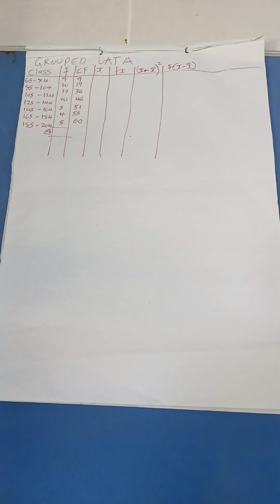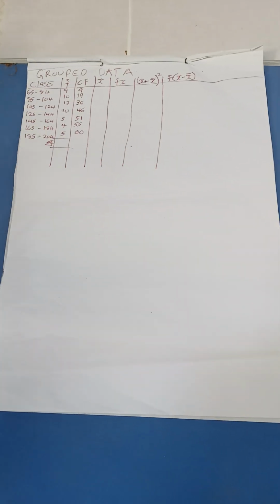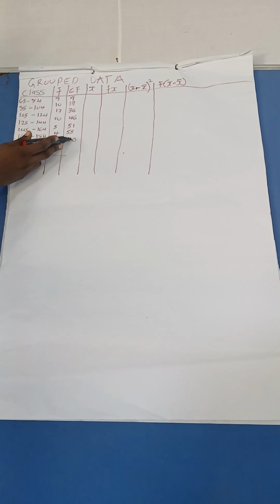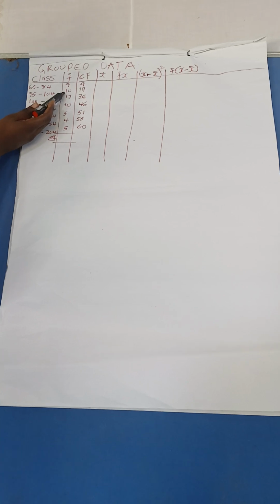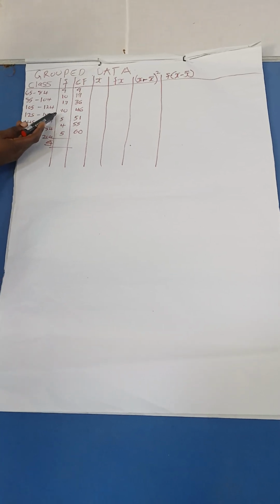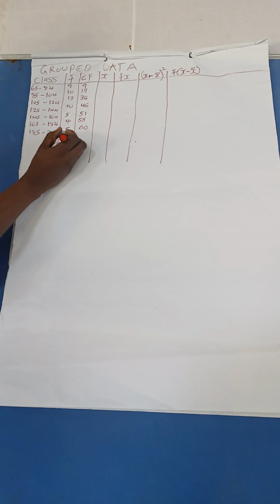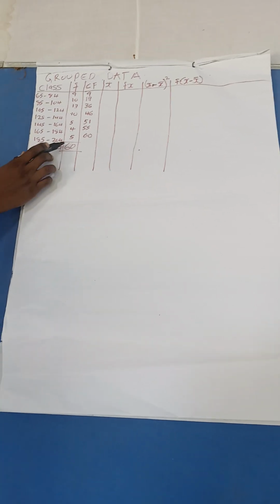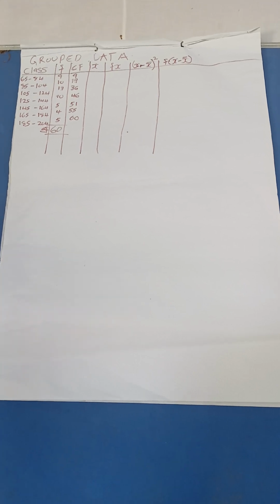How do you know that you have done the right thing? Get the summation of F. The total summation of F must be equivalent to the last figure of the cumulative frequency. So add 9 plus 10 plus 17 plus 10 plus 5 plus 5 plus 4. You'll get 60. Use your calculator, because this shows that you are well. Good, let's go to the next one.